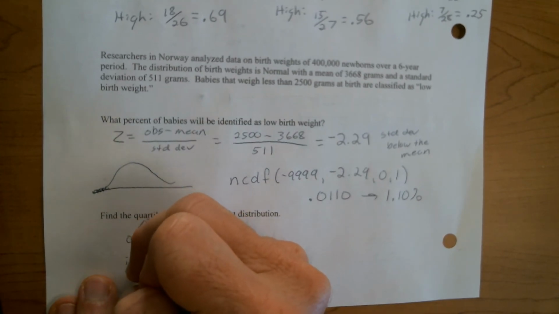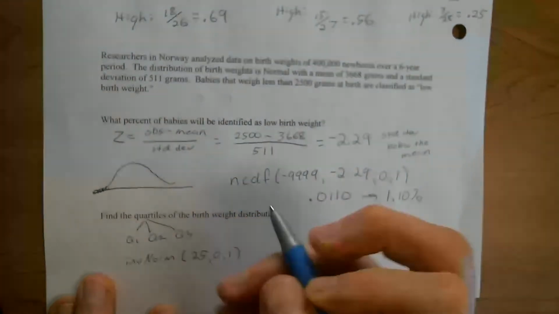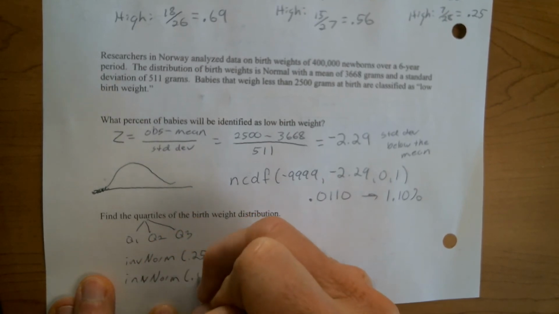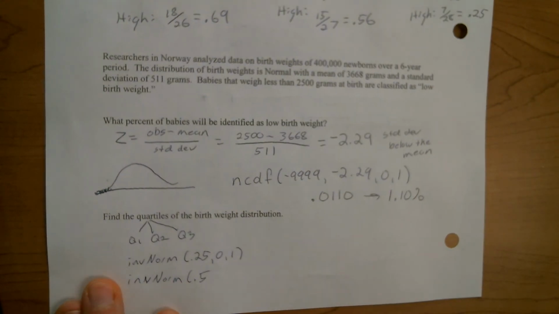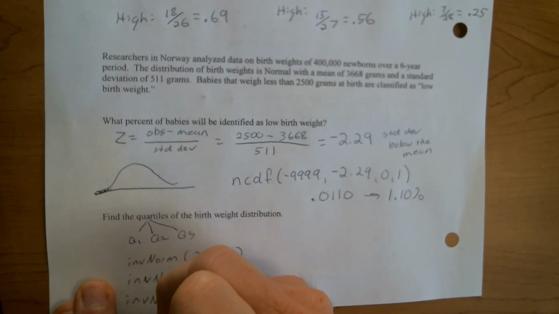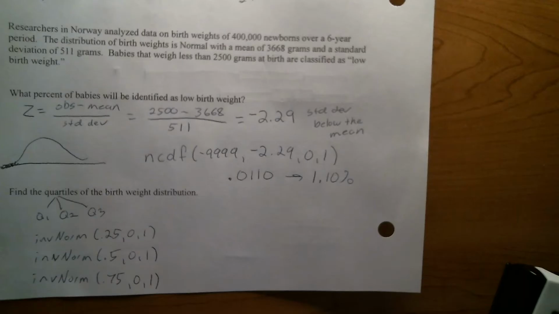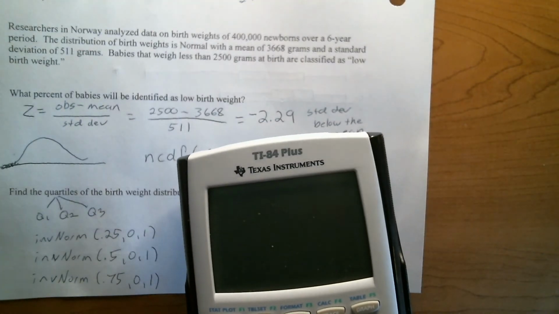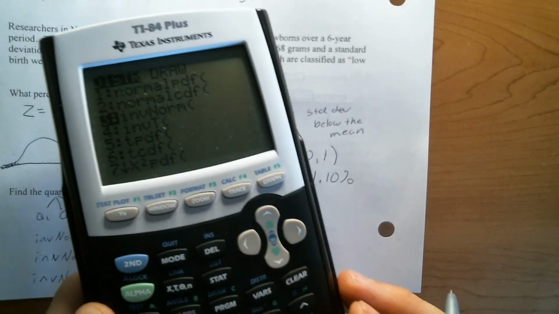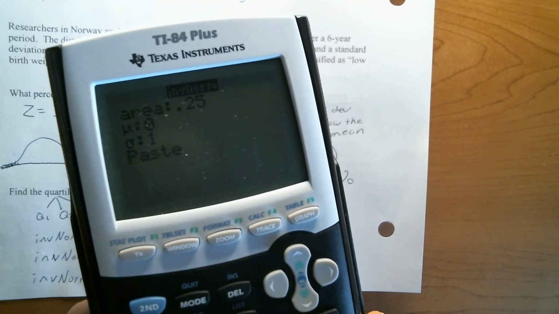So we're going to start by finding the z-scores that correspond to each of those quartiles. So that means we're going to need to do inverse norm of 0.25 when the mean is 0 and the standard deviation is 1. We're going to do inverse norm of 0.5 when the mean is 0 and the standard deviation is 1. And we're going to do inverse norm of 0.75 when the mean is 0 and the standard deviation is 1. So for each of these, we're just going to go to that second distribution menu or second vars, which brings up the distribution menu. Inverse norm of 0.25, mean of 0, standard deviation of 1.